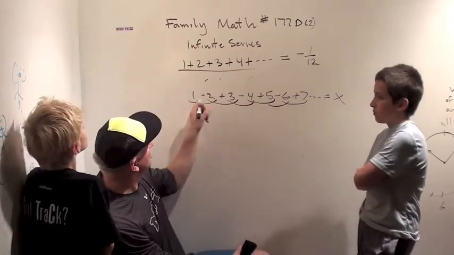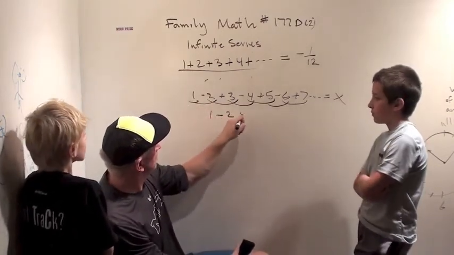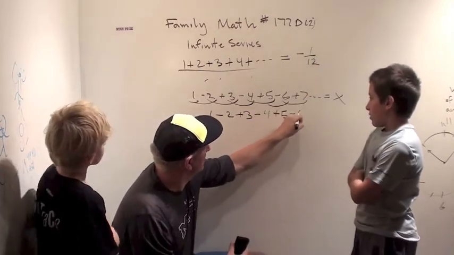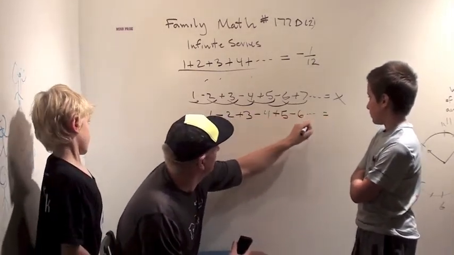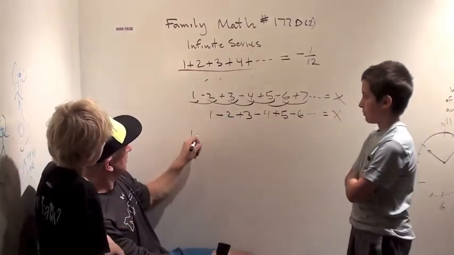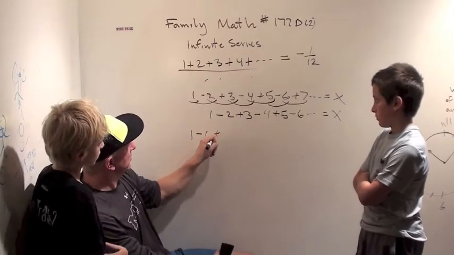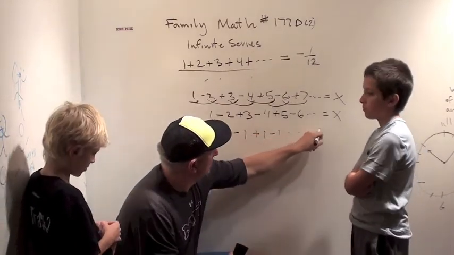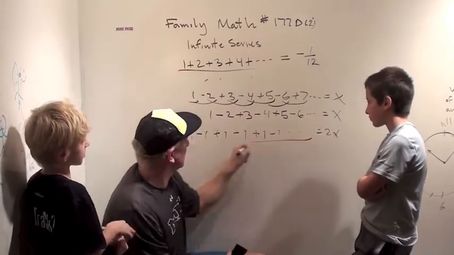I'm going to shift: 1 minus 2 plus 3 minus 4 plus 5 minus 6 equals x. Same series, right? Now let's add it together. You get 1 minus 1 plus 1 minus 1 plus 1 minus 1. That's our series from before, equals 2x.